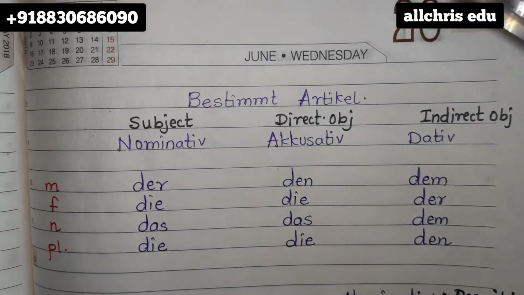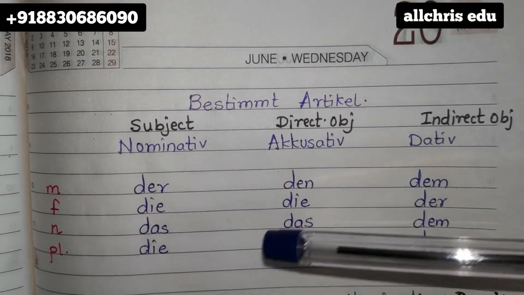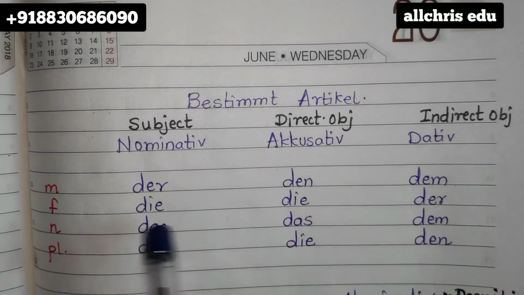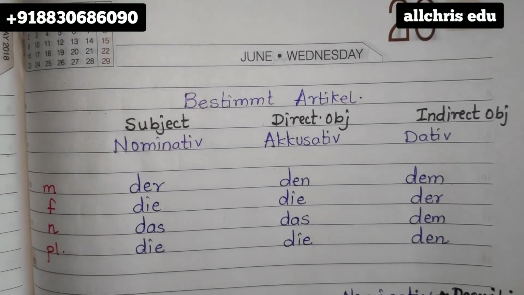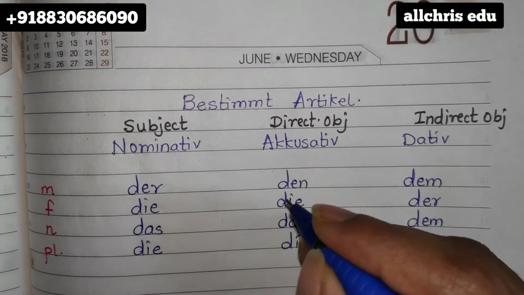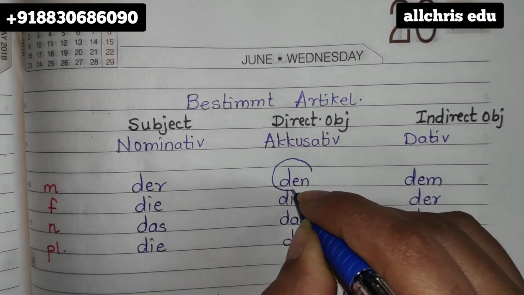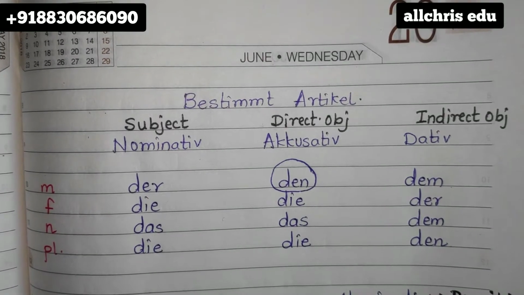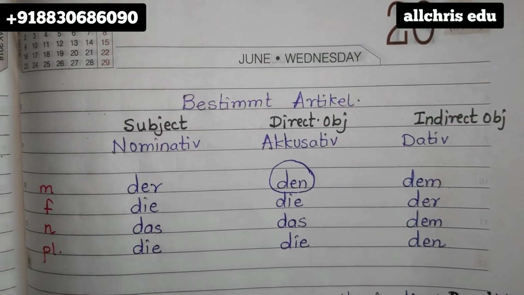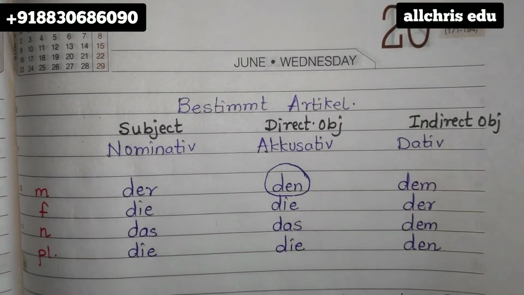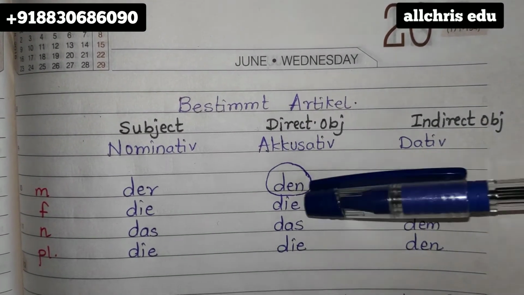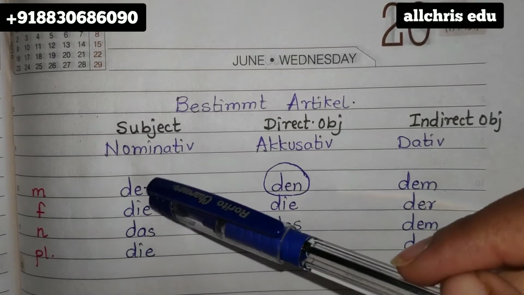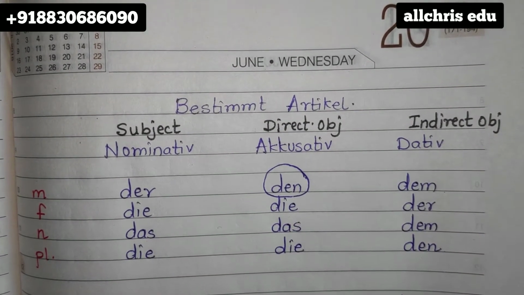Nominative, accusative, dative: der, die, das, die; den, die, das, die. If you see in these two columns, only one thing is changing. What is that one thing? Den. Only this part is changing. So it is easy to memorize these two columns. The spellings are exactly the same. Only in male, instead of R, you have to write N for number.